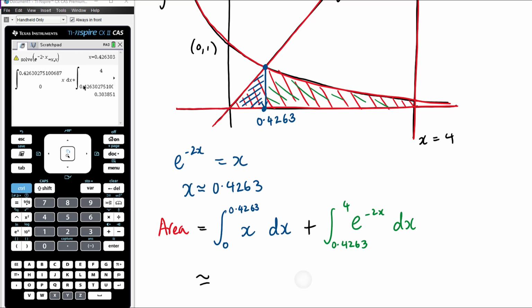My answer, therefore, my area to 3 decimal places is 0.304 to 3 decimal places. It's an area, so square units.